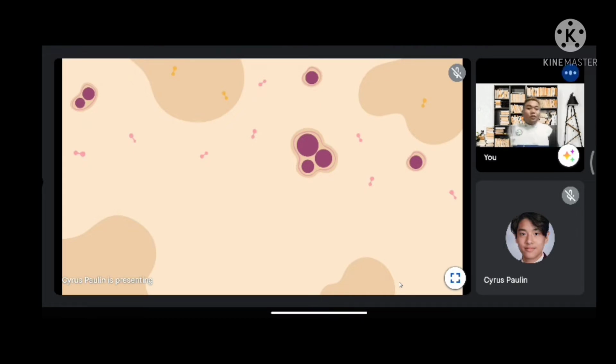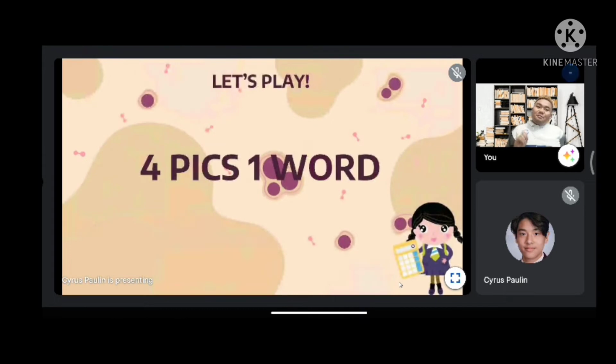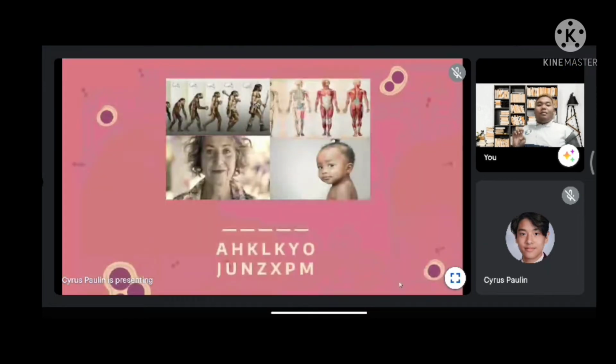Amen. So before we start our lesson, we will be having first our mini game. I hope that everyone is familiar with this game. This game is 4 Pics 1 Word. I will present 4 pictures and you will guess what is the word behind those pictures. So for the first set of photos, what do you think is the word?